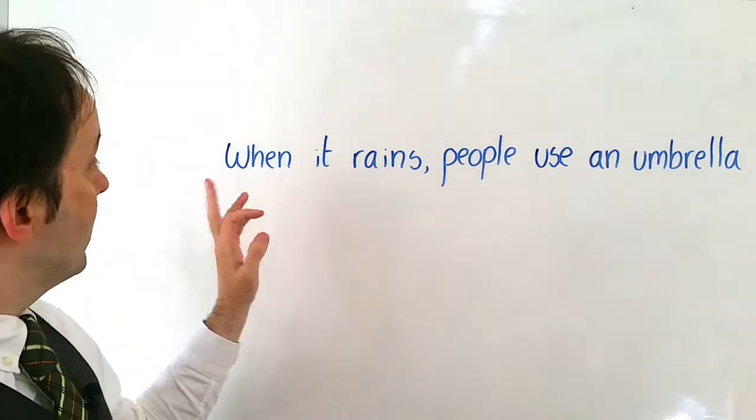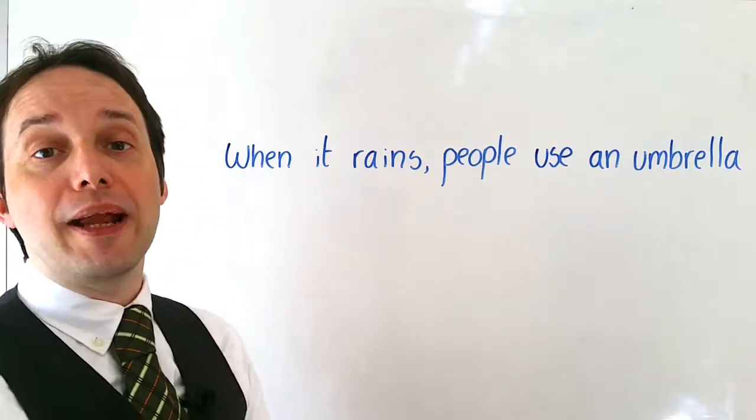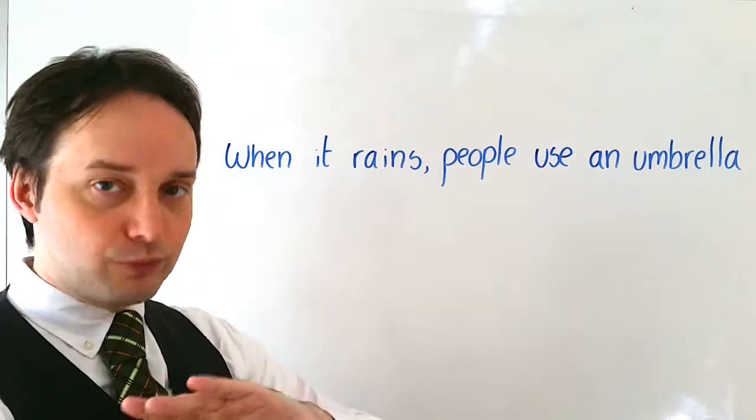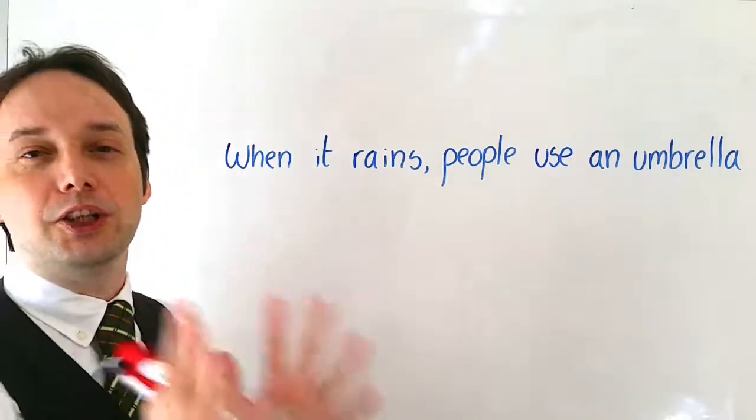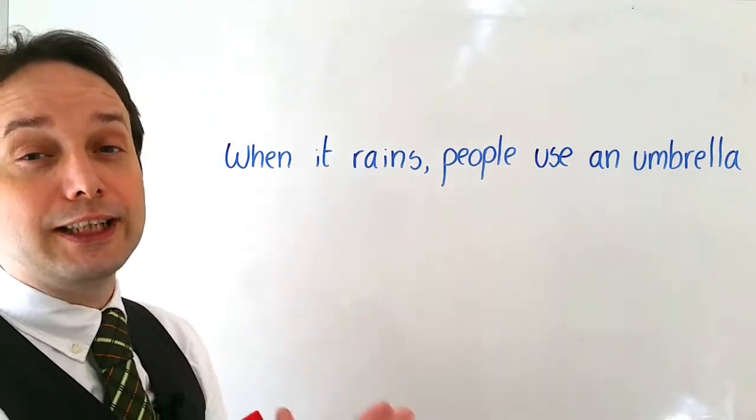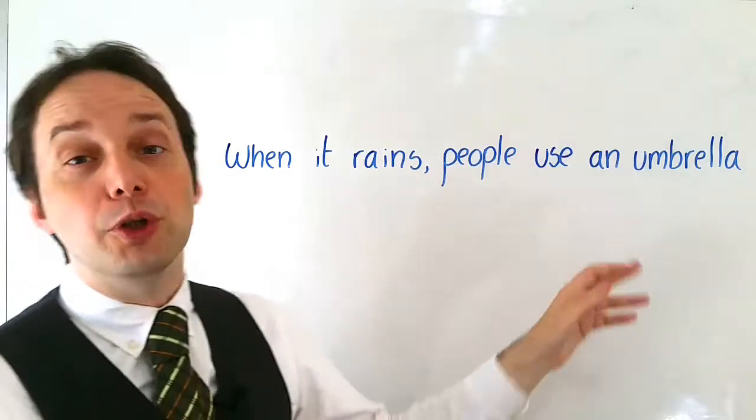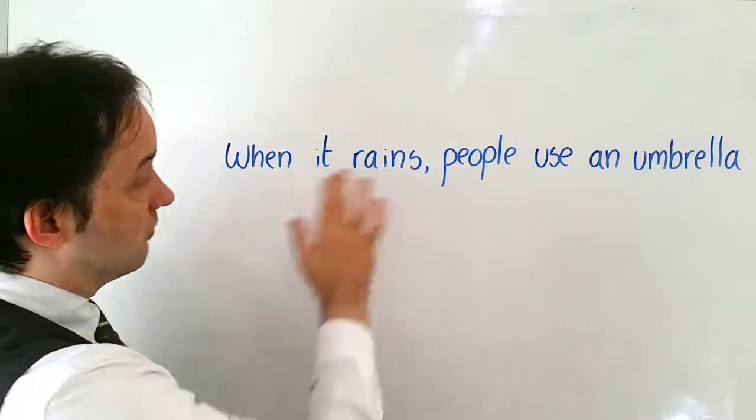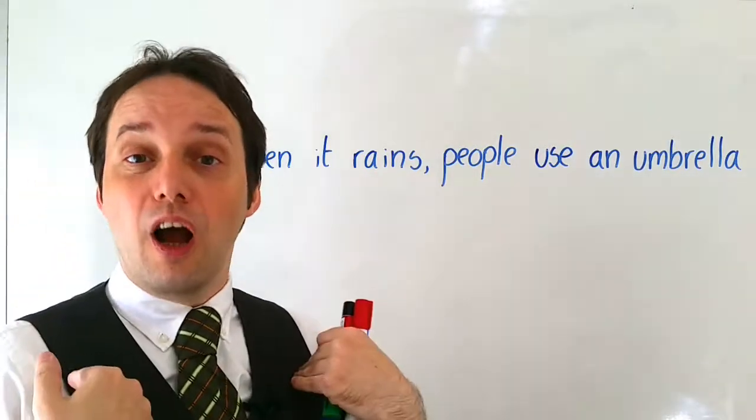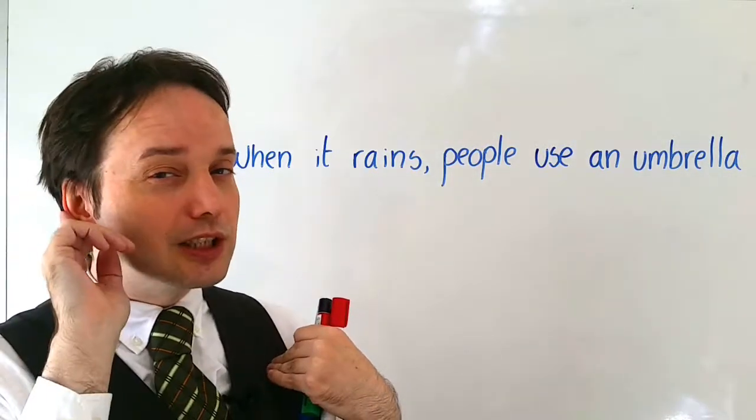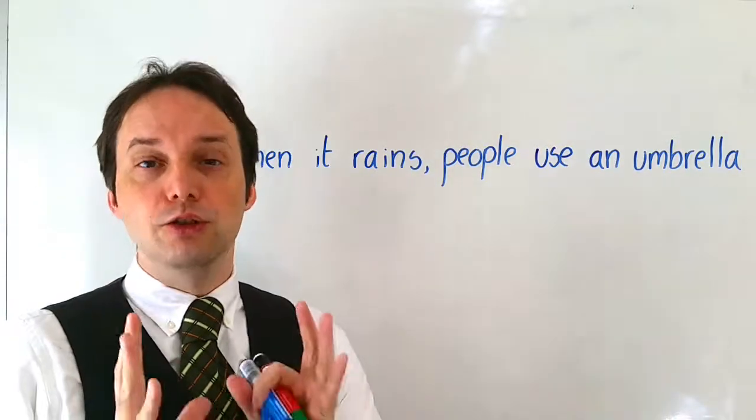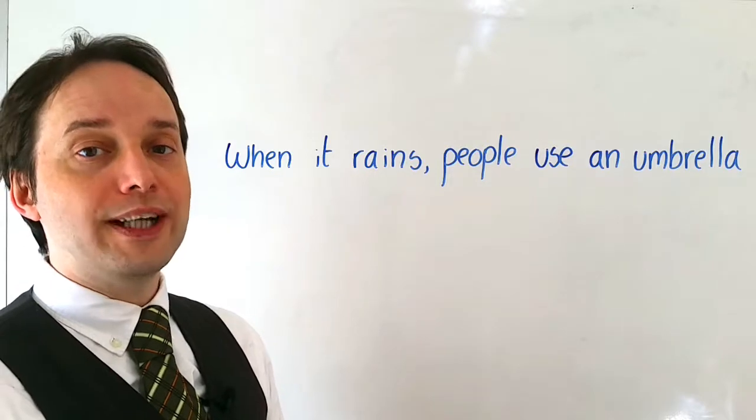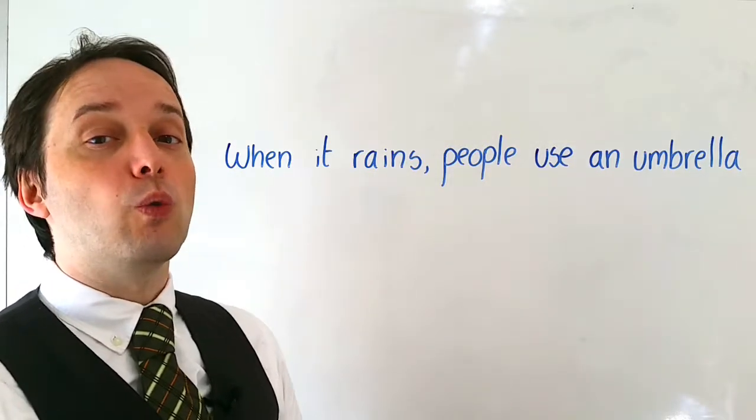If you remember, we were saying when it rains, people use an umbrella. So forget the grammar, we've done all of that. Now we're just focusing on the pronunciation. When it rains, people use an umbrella. Okay, so let's start with the conditional clause. Okay, I'm gonna read it. I want you to listen very carefully and try to notice how I say it. When it rains.